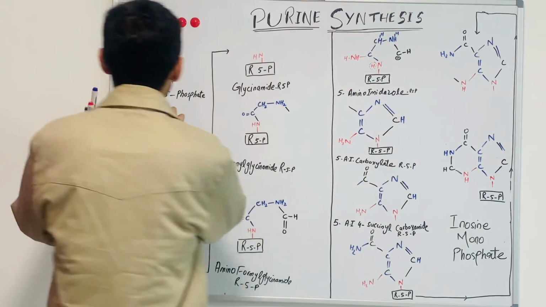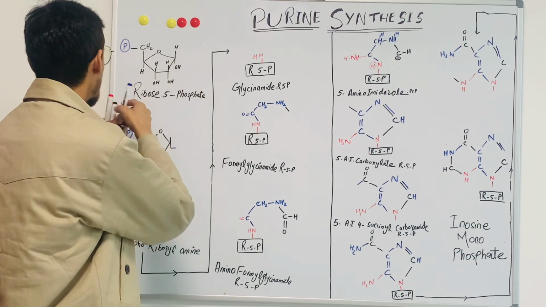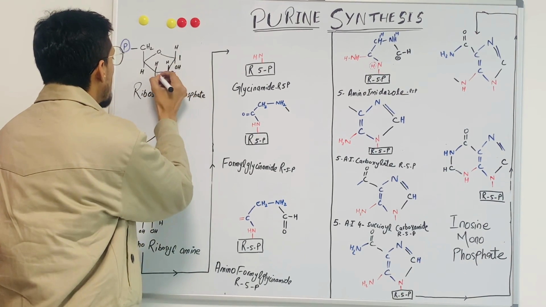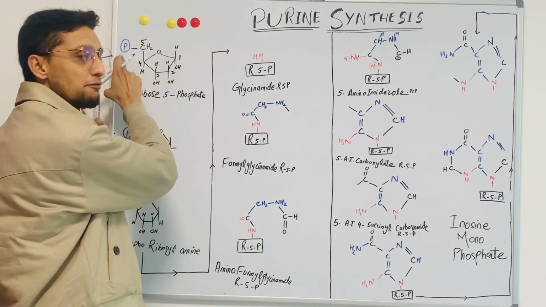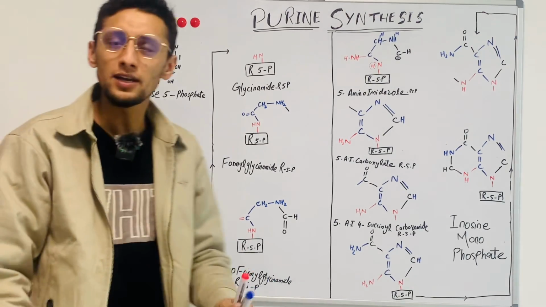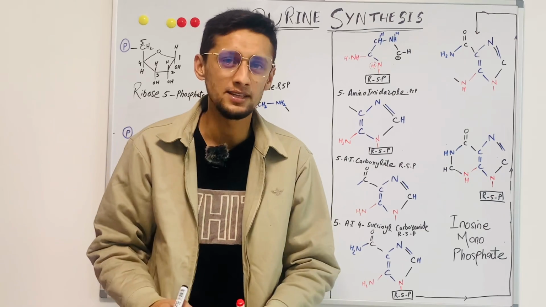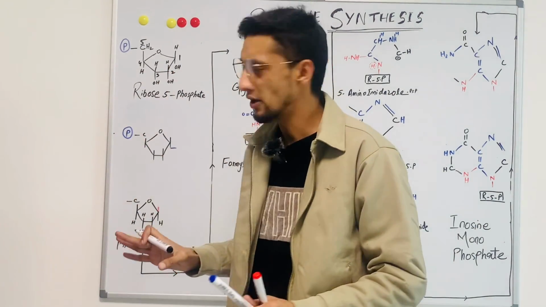You can see there is a ribose 5-phosphate. You can see this is carbon number 1, carbon number 2, carbon number 3, carbon number 4, carbon number 5, and to carbon number 5, there is a phosphate attached here. So where does this compound actually come from? Whenever you take carbohydrates from your dietary sources, they get metabolized in the liver, and this compound is present in a bulky amount in your liver.